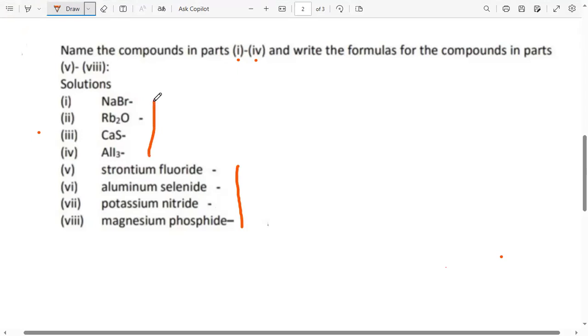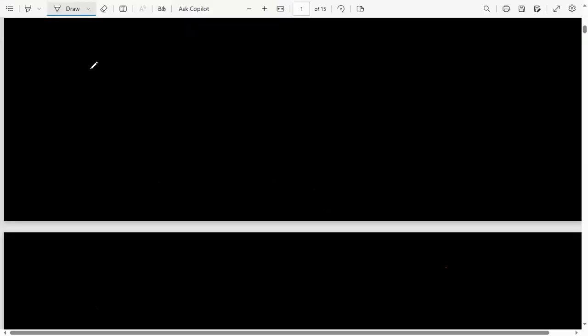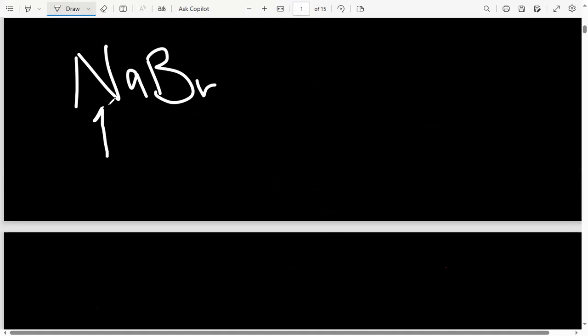Okay, so the first thing is to identify the compounds that are in the chemical formula that you've been given here. The first one, we've been given NaBr. So we have to identify the elements that are there. First of all, we notice that this is a metal because that's sodium. So you have to familiarize yourself with the periodic table, okay? That's what you were doing in grade 12. You can't tell me you don't know the periodic table at this level, okay?